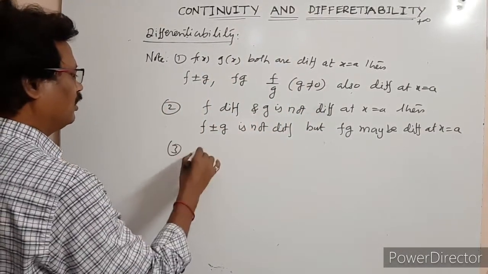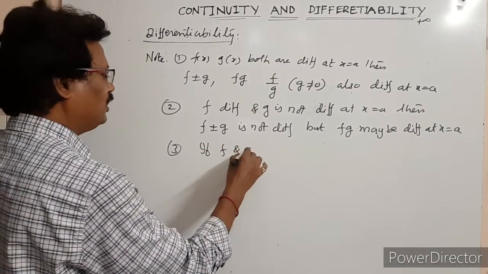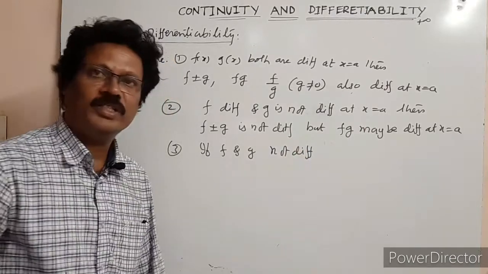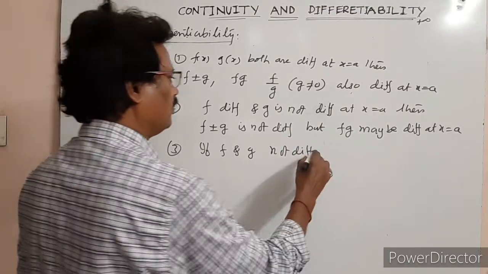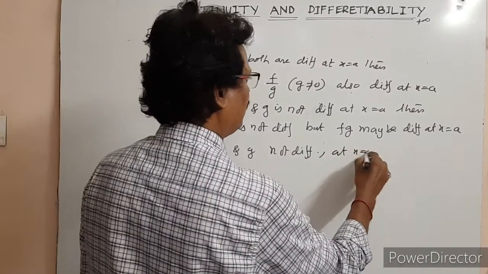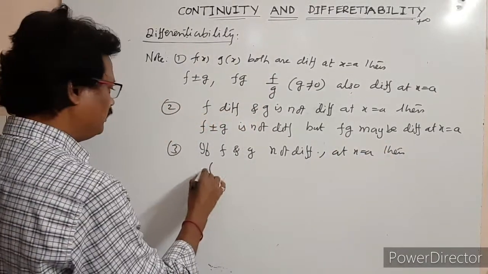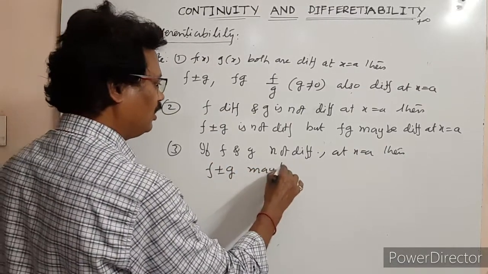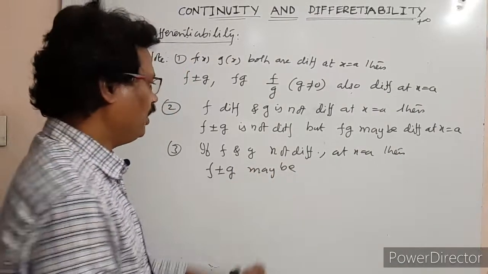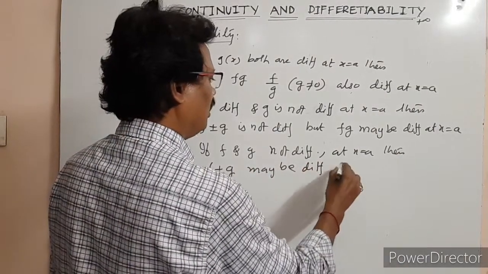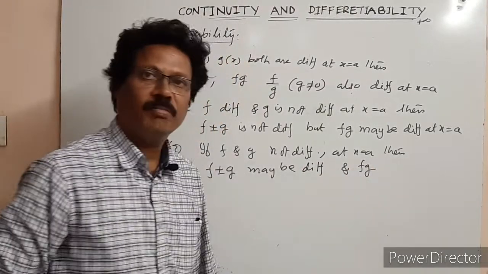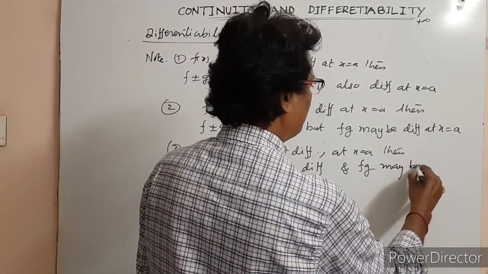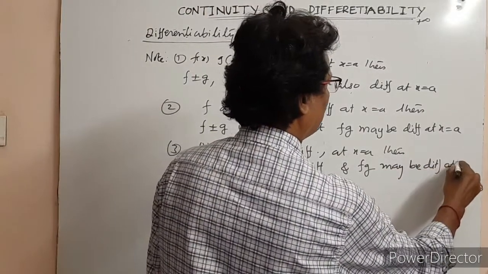Third one, if f and g both are not differentiable at x equal to a, then f plus or minus g may be differentiable, and f into g also may be differentiable. Still this may be differentiable at x equal to a.